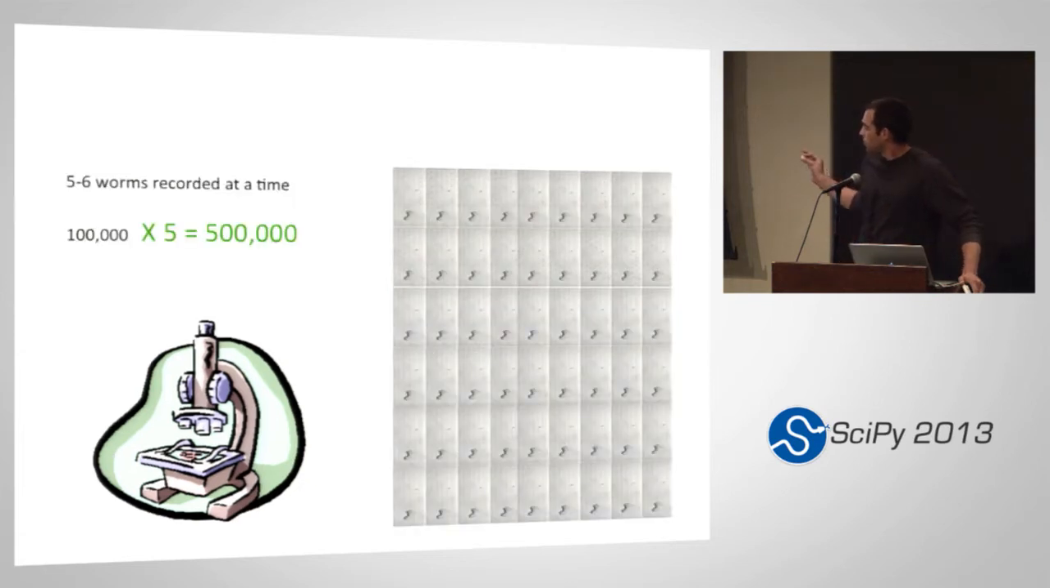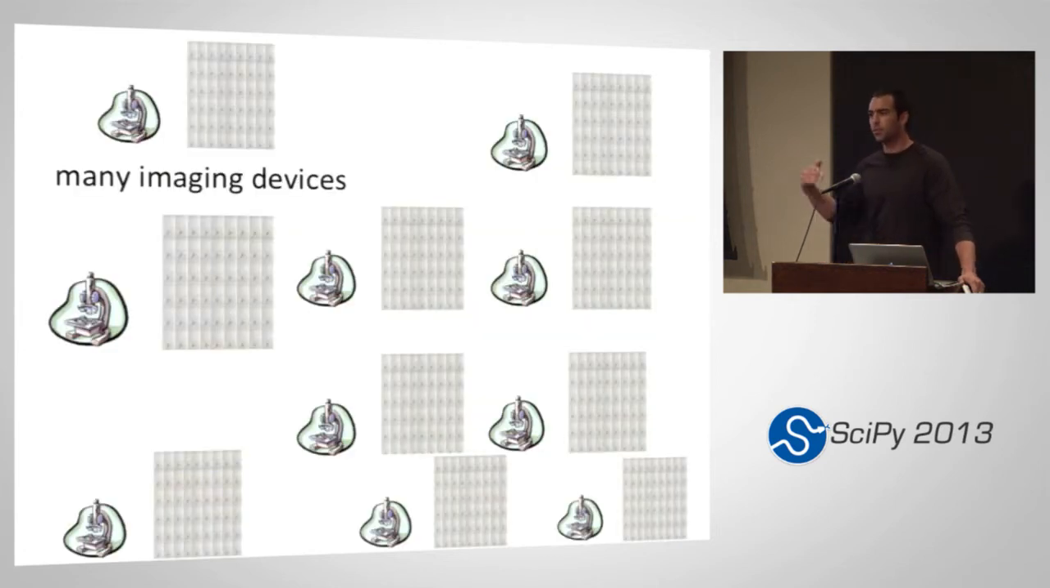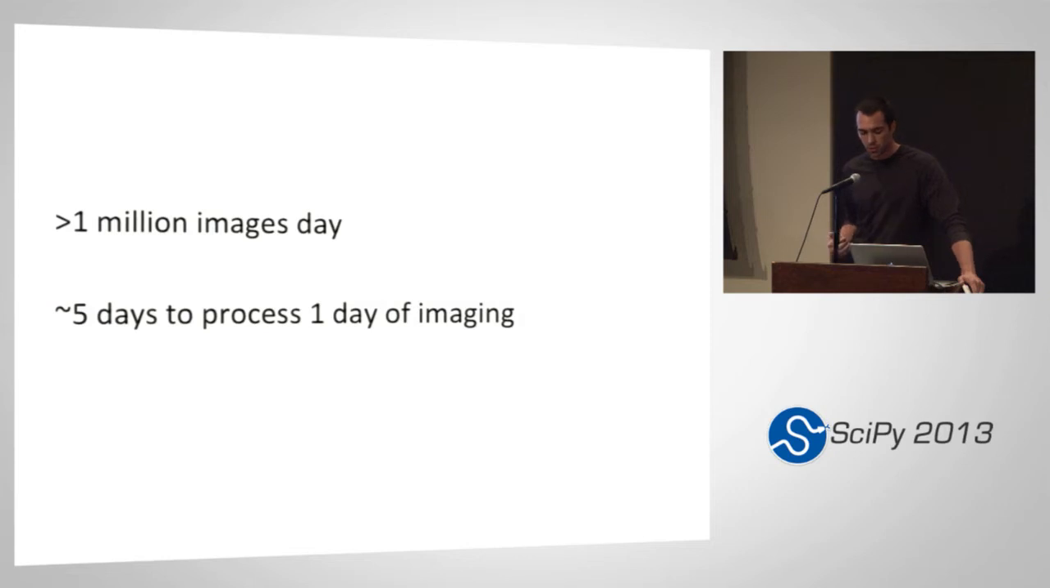They don't capture one organism at a time. They may do 5 or 6 under that microscope, which gets you very quickly to about 500,000 images in a 12-hour period. And then on top of that, there are about 10 or 12 microscopes in the lab. And so we very quickly arrive at the situation where they have more than 1 million images a day to process.